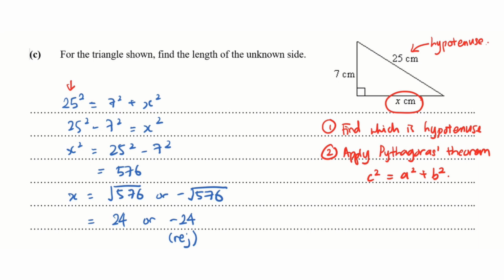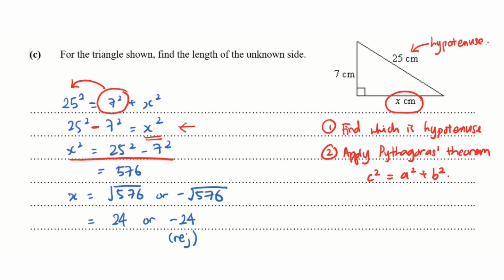squared plus x squared. Because we are trying to find out what is x squared, so I will want to shift the 7 squared over here. Okay, oops, sorry. So I want to shift this 7 squared over to the left side, and the opposite of positive is actually this negative. Okay, so therefore I will put 25 squared minus 7 squared. Since 25 squared minus 7 squared equals x squared, I can rewrite that as x squared equals 25 squared minus 7 squared. Okay, if you're quick enough, you can definitely skip this step.